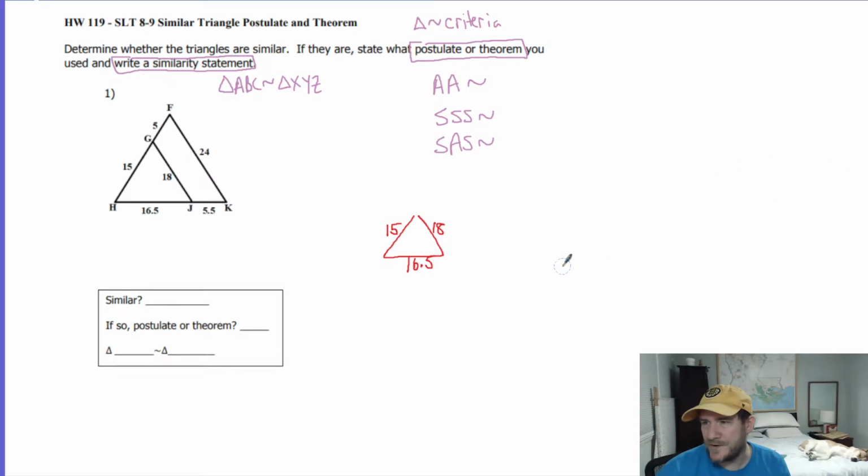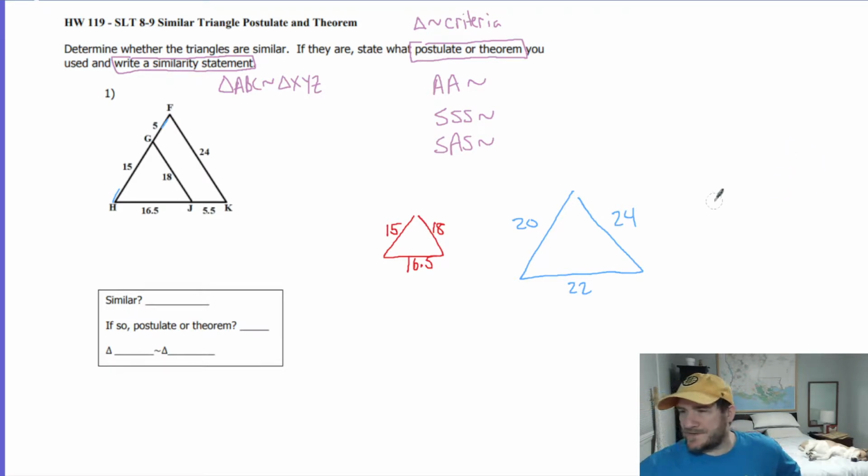And I've also got this bigger triangle whose dimensions are, if I take the total side length, it's 20. The total side length is 22. And then here the total length is, of course, 24. So if I want to do this problem by side, side, side, then I just grab every single pair of sides. The 15 would correspond to the 20, the 18 to the 24, the 16.5 to the 22. So if I can divide all three of those and get the same answer every time, then the sides are proportional and then the triangles would be similar.